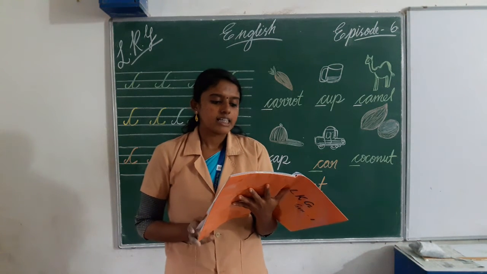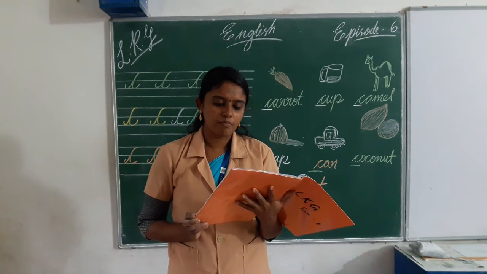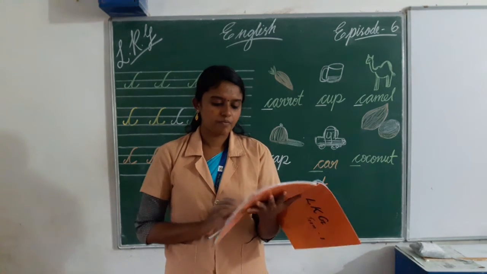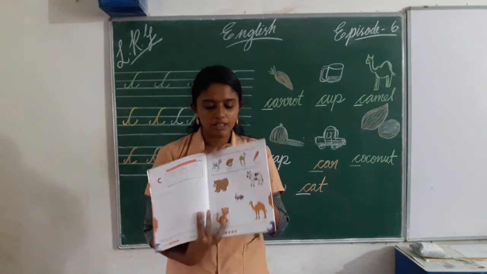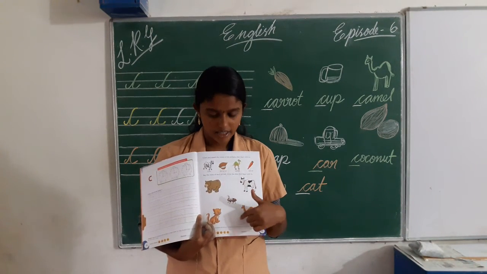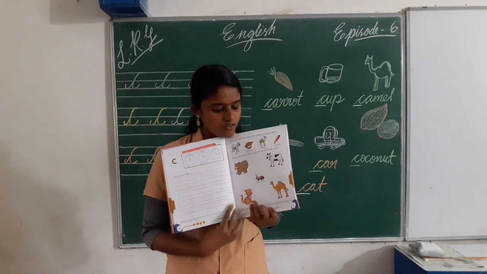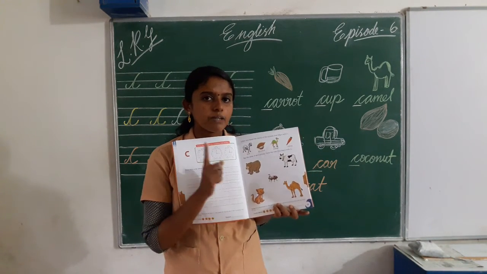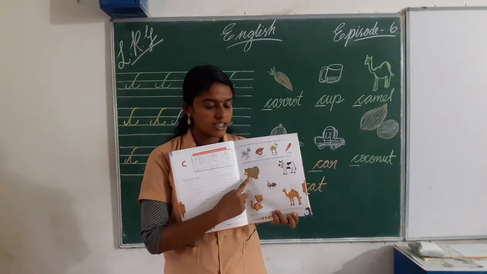Children, listen. Say the name of each animal. Circle the ones that begin with C. Here there are some animal pictures. Can you see these pictures? First one. What is this? In previous class we have learned this.